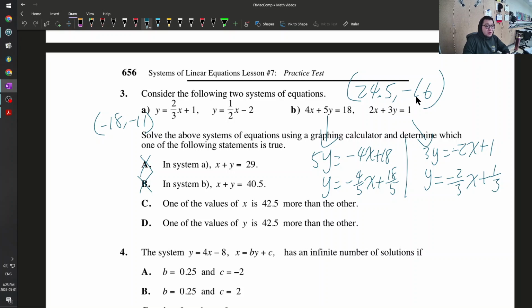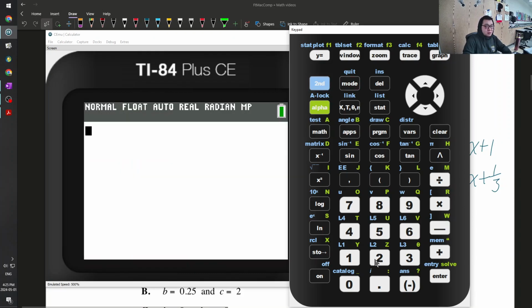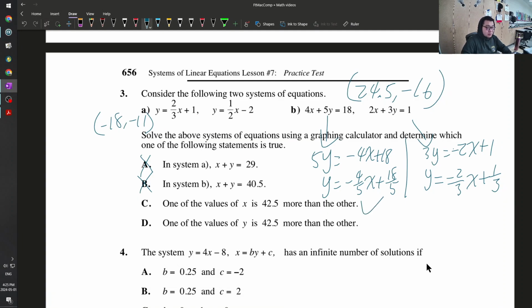One of the x values is 42.5 greater than the other, so 24.5 minus negative 18. 24.5 minus negative 18 is equal to 42.5. This is correct. One of the y values is 42.5 greater. Negative 11 minus negative 16 is equal to 5. So this one is incorrect. Correct answer is C.